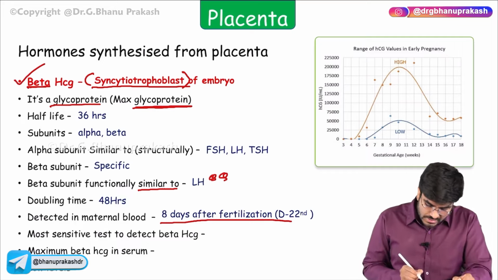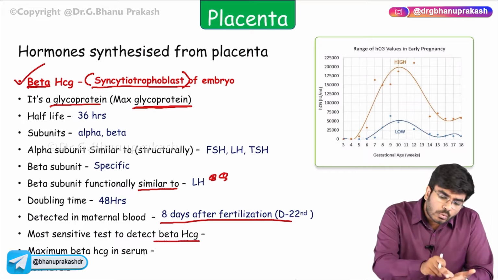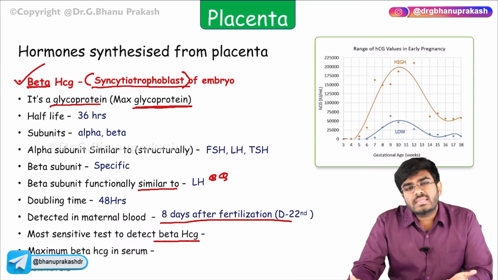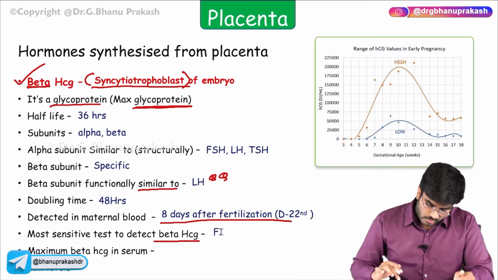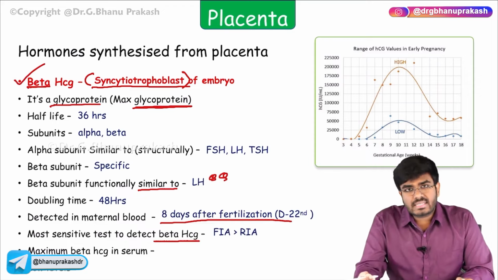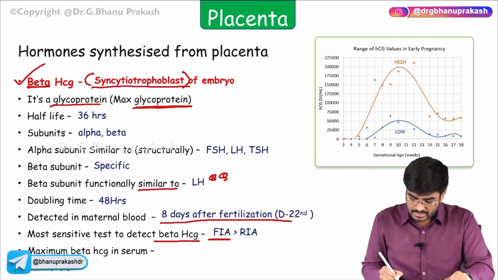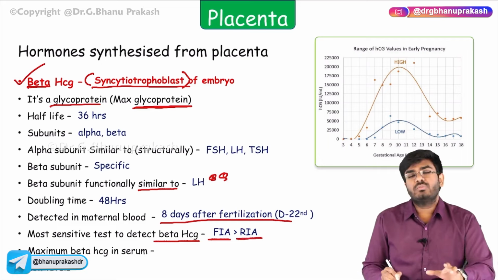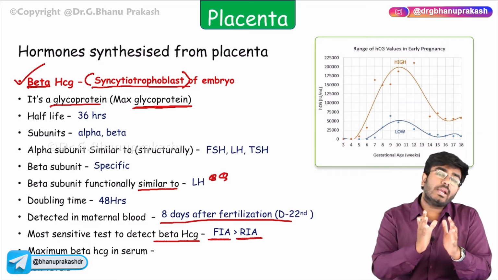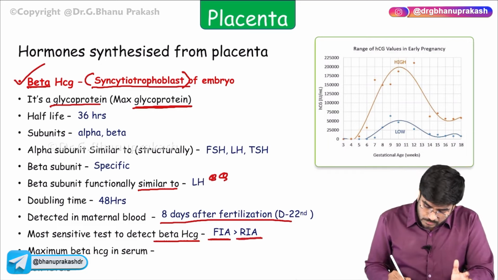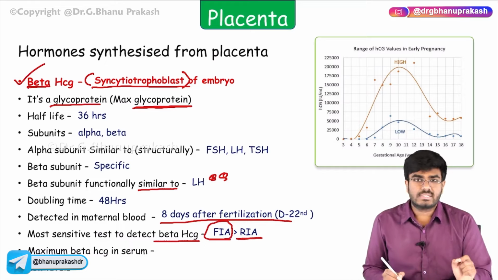What is the most sensitive test to pick up the beta HCG? Okay, what is the most sensitive test to pick up the levels of beta HCG from the blood? See, it is FIA, fluorescence immunoassay. Okay, fluorescence immunoassay is a more sensitive test than radioimmunoassay. Previously, we used to say radioimmunoassay is the most sensitive test, but better than radioimmunoassay, fluorescence immunoassay is best to pick up even small levels of beta HCG.